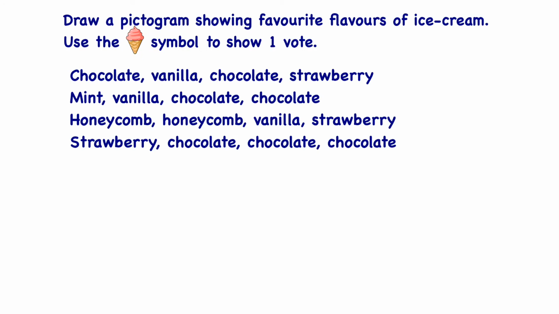Now it's your turn. Draw a pictogram showing the favourite flavours of ice cream. Use this ice cream symbol, just draw something similar, to show 1 vote, and here is the list of votes of the different flavours of ice cream that the children voted for. Have a go and then we'll see what your pictogram looks like.